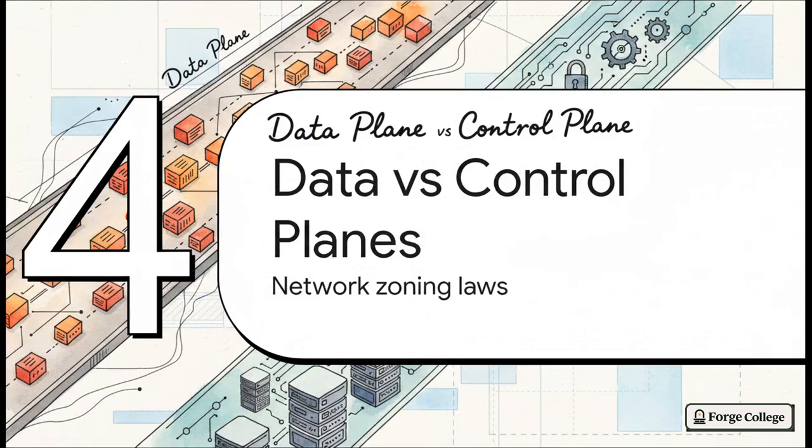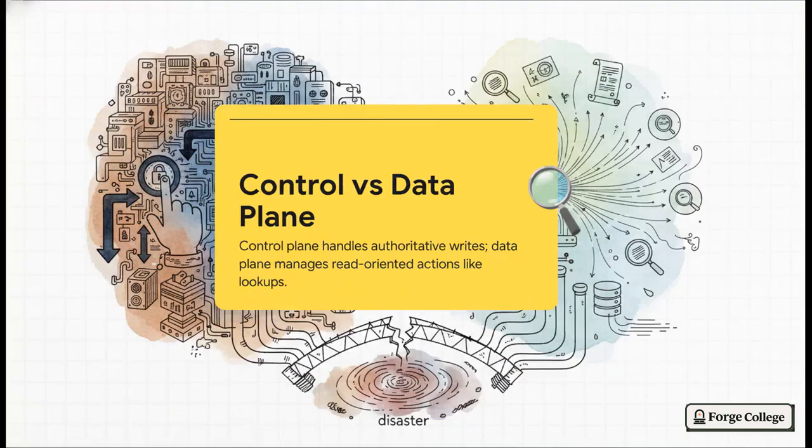Which brings us to Section 4, data versus control planes, setting up our network zoning laws. Now, this mental model is absolutely crucial for your success. You really need to classify every single client action as either a state-changing control operation or just a simple data read. The control plane, that is for authoritative writes. Think transaction submissions, fee estimations, or block commitment checks.